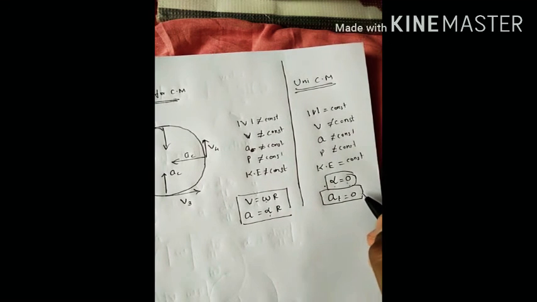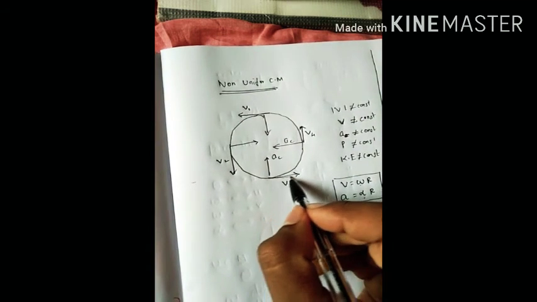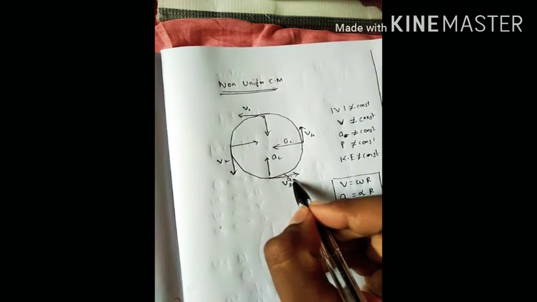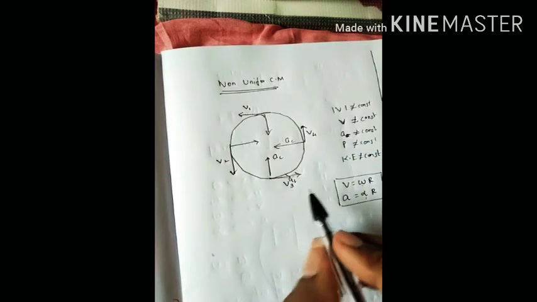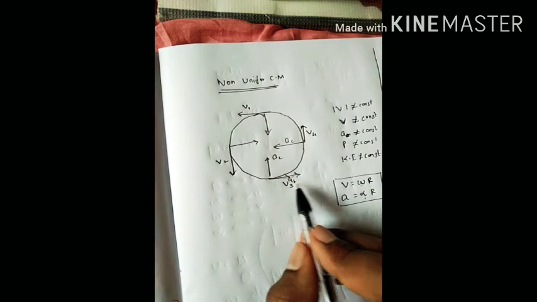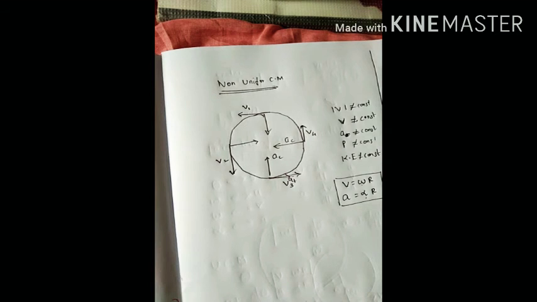Now what is tangential acceleration? Tangential acceleration is nothing but this. Here exists some tangential acceleration. In the case of uniform circular motion, there does not exist any tangential acceleration. The reason I already discussed.